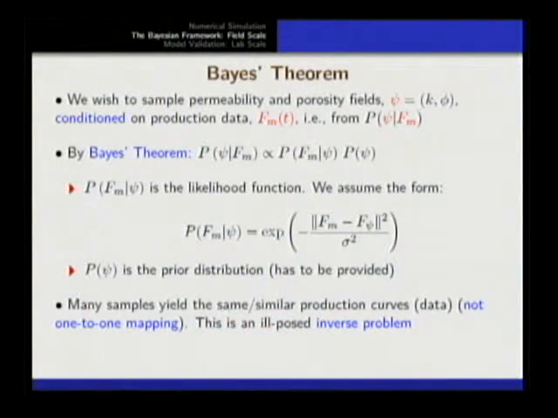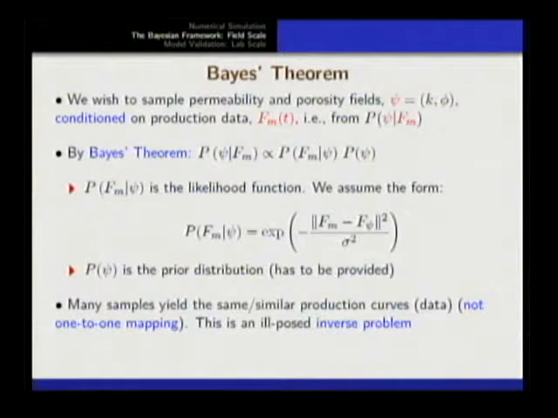But the bottom line is that we wish to sample permeability and porosity fields conditioned on this production data. So let me refer to this as the probability of Psi, the pair permeability and porosity, conditioned on these measurements. And through Bayes' theorem, the posterior distribution is proportional to a prior multiplied by the likelihood function. Okay, so we follow the literature in this area, and we assume this form for the likelihood.